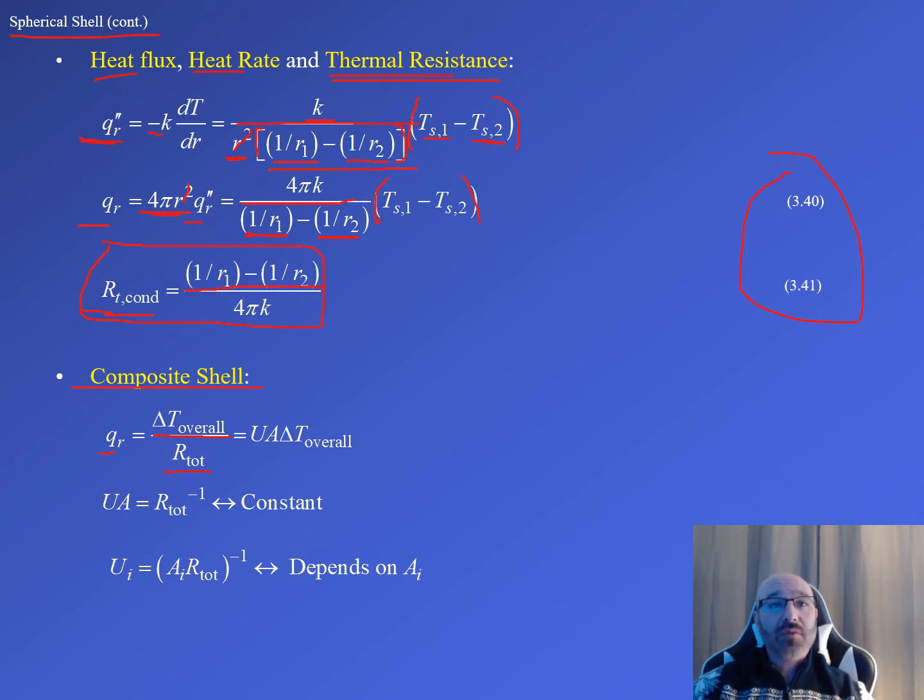This is equal to, if we plug in UA is equal to 1 over our R total, UA times our overall delta T is equal to our q sub r. So again, that tells us our UA is equal to the inverse of R total, which is a constant, but U_i is going to depend upon our A_i. So U_i in itself is equal to 1 over A_i times our R total, all in the denominator.